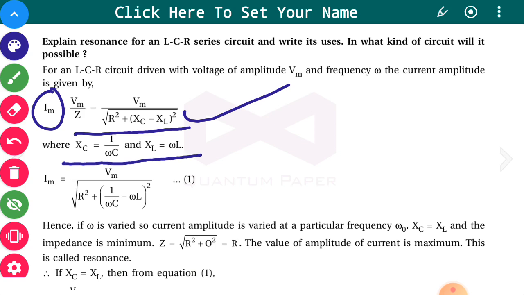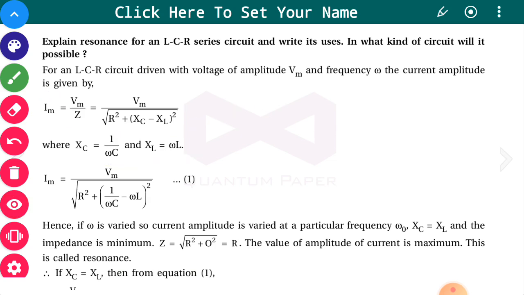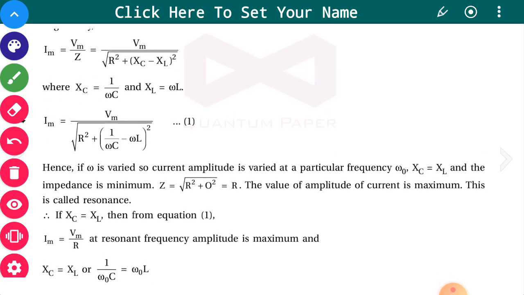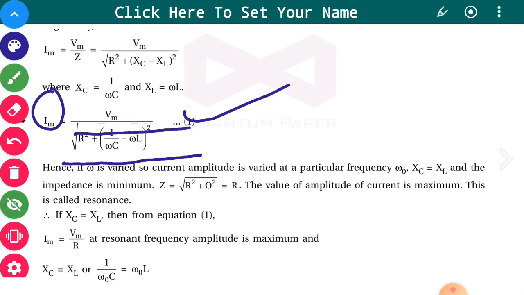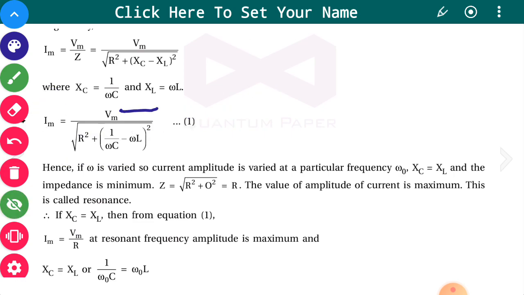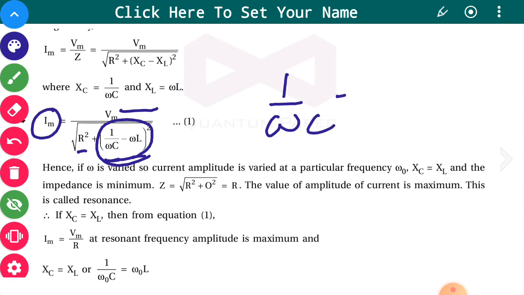Here we know Xc is the reactance of the capacitor, that is 1 upon omega C, and XL is the reactance of the inductor, omega L. So they are replaced by their values, 1 upon omega C and omega L. Our equation becomes Vm upon root of R square plus (1 upon omega C minus omega L) the whole square. Now if you want to maximize this current, then this bracket must be minimum, and therefore 1 upon omega C minus omega L must be equal to 0.